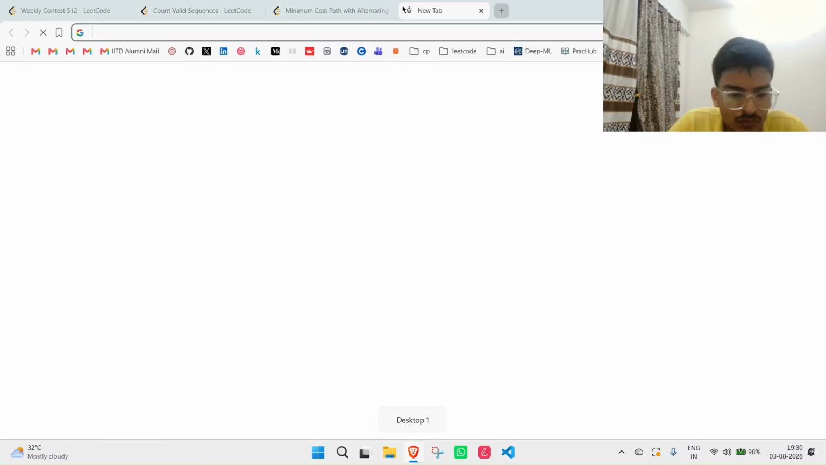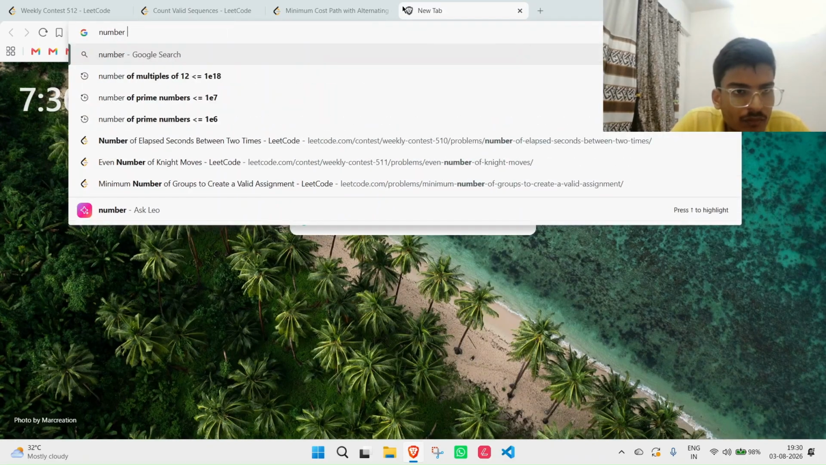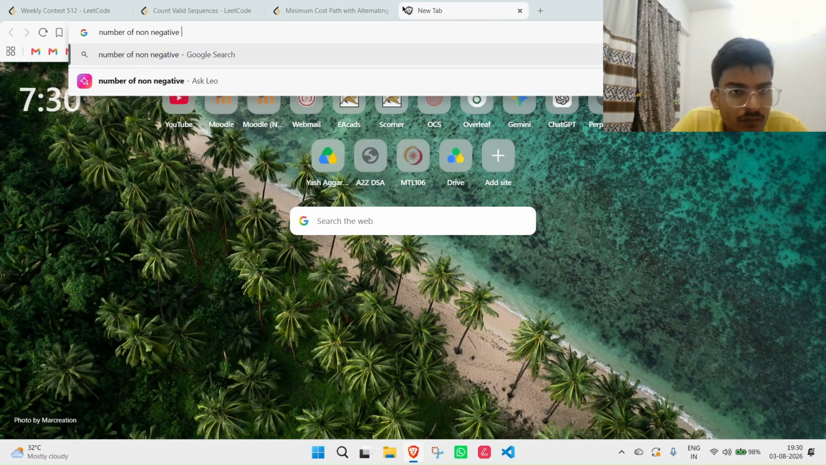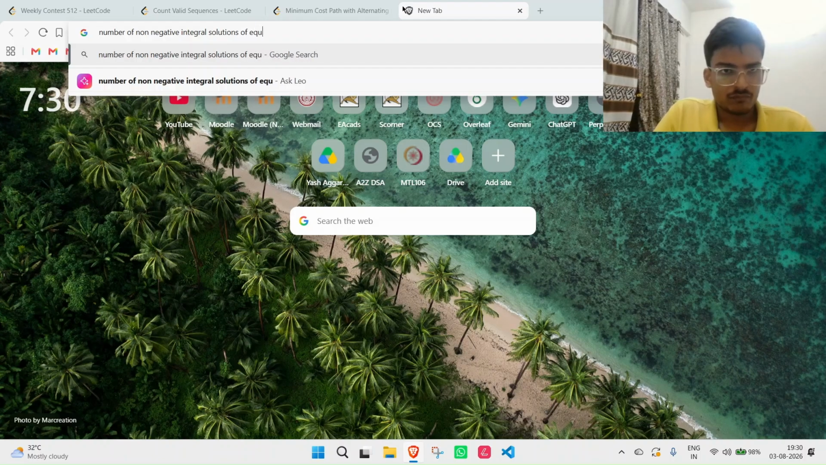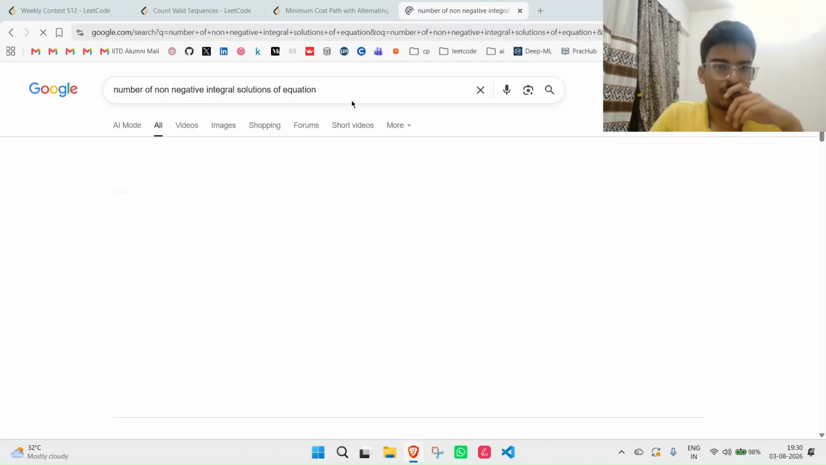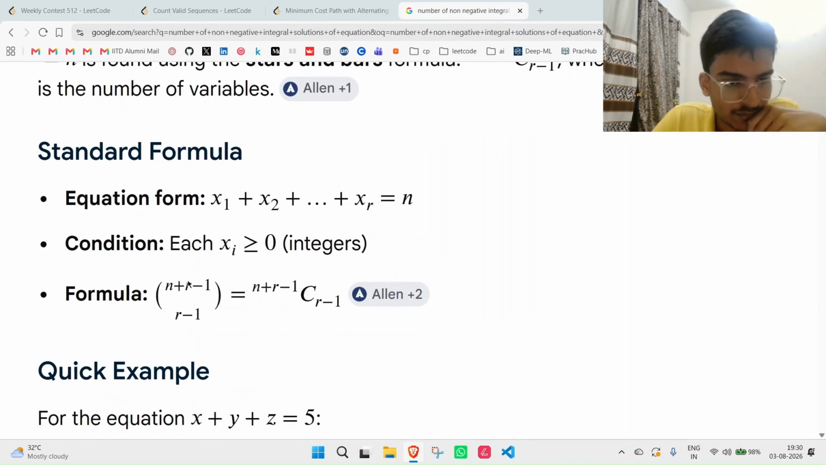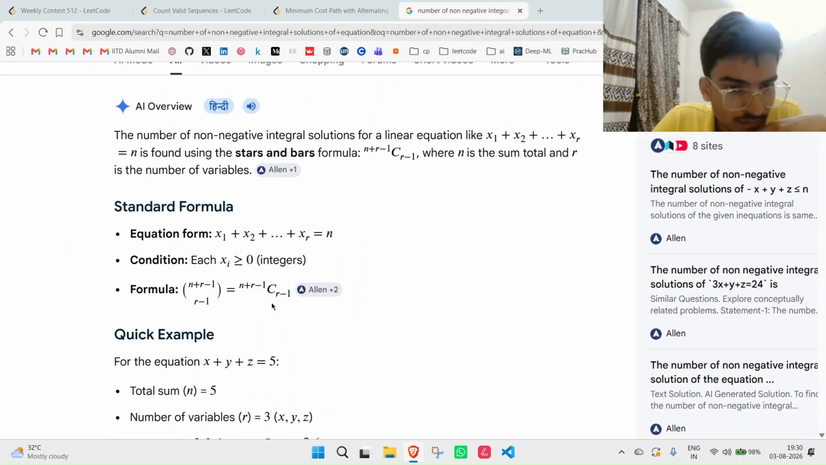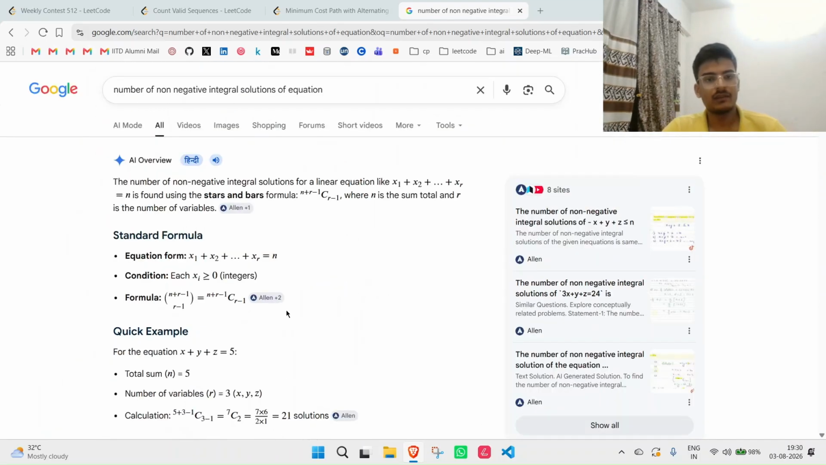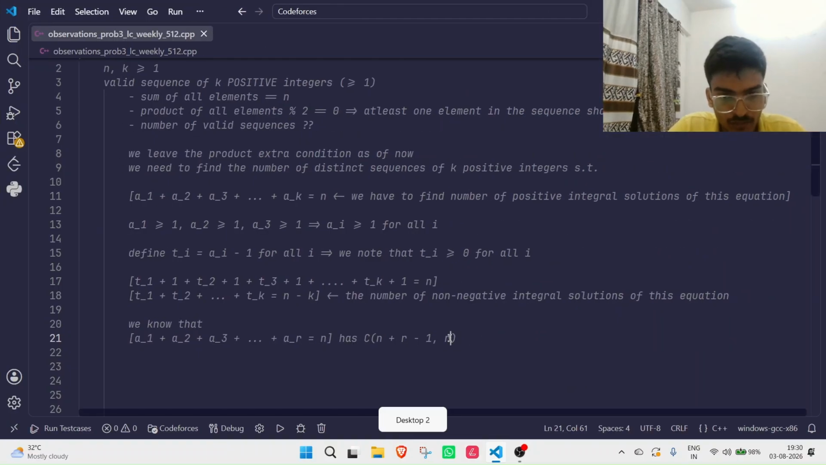We can just check the number of non-negative integral solutions of the equation. What is the formula? n plus r minus 1 C r, or n minus r plus 1 C r? It is n plus r minus 1 C r minus 1, where n is this and r is the number of terms.